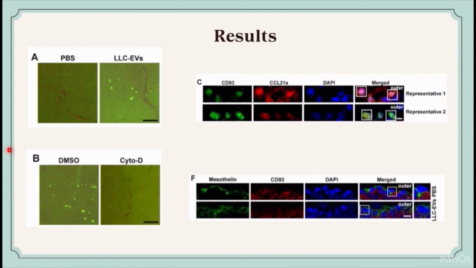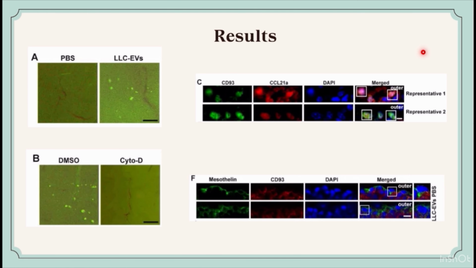Next, we have flow cytometry. In A, mice were intrapleurally injected with LLC-EVs. After 24 hours, we can see the incorporation of EVs into the pleura. In B, mice were treated with LLC-Luc cells and LLC-EVs. CTO-D was intrapleurally injected 2 hours before each EV injection. The incorporation of EVs can be seen not in CTO-D but in DMSO.